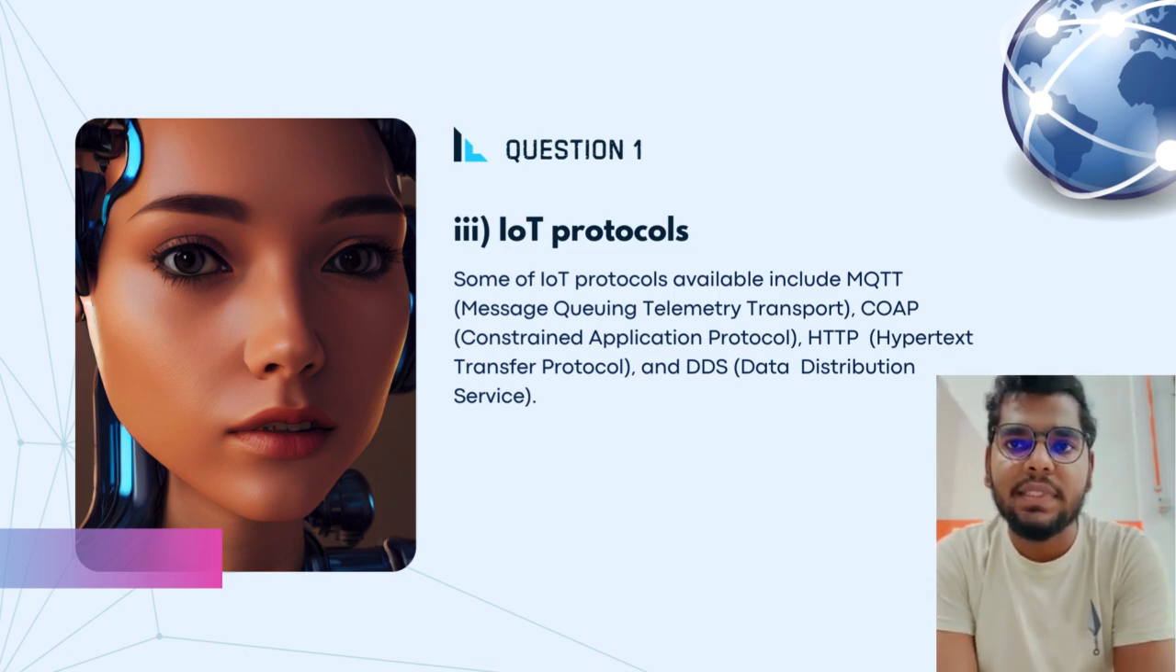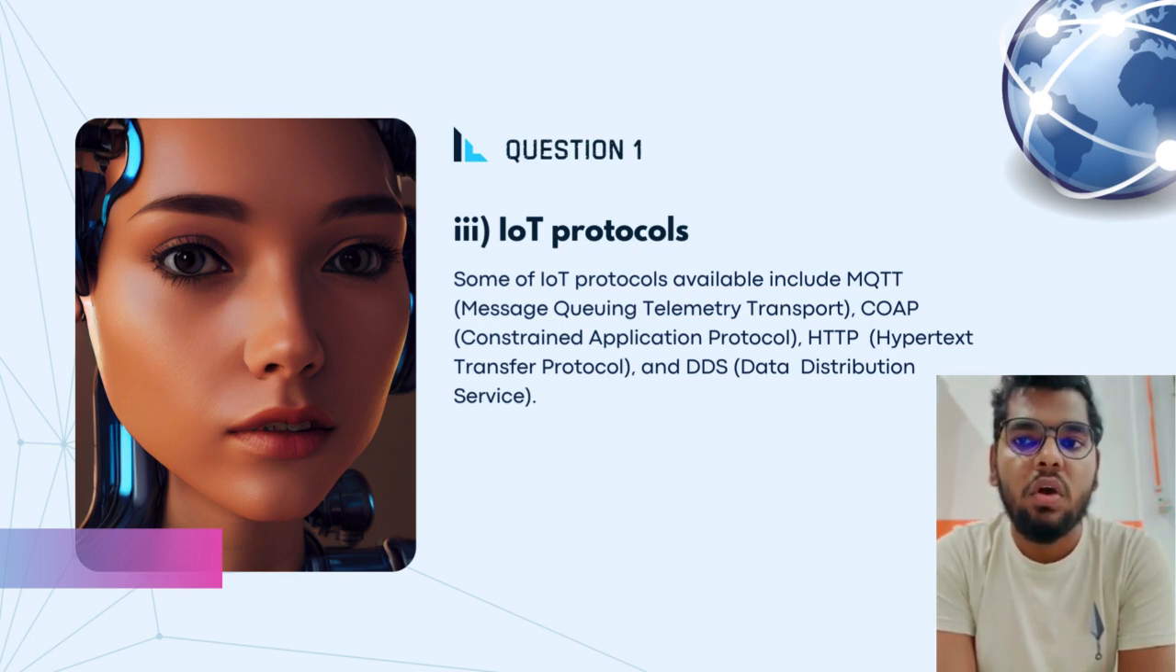MQTT is a lightweight messaging protocol designed for small sensors and mobile devices. It is ideal for low bandwidth, high latency or unreliable networks. MQTT works on a publish-subscribe model, making it highly efficient and scalable. Second is CoAP. CoAP is Constrained Application Protocol. CoAP is designed for constrained devices and networks, often found in IoT applications. It allows devices to communicate efficiently using a simple, lightweight protocol. CoAP is based on the REST model, similar to HTTP but optimized for IoT environments.